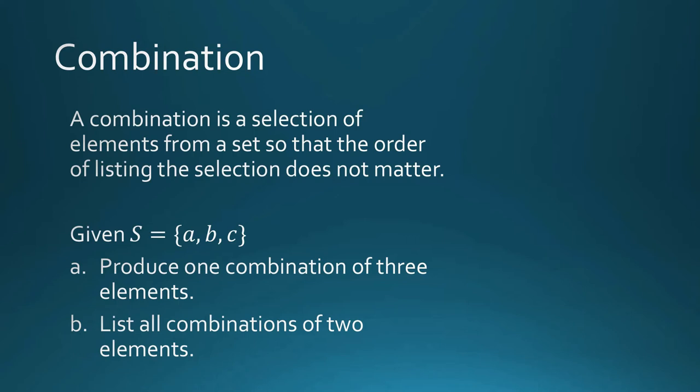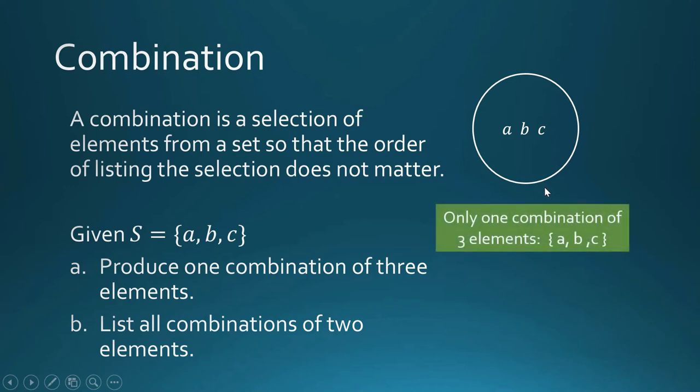Okay, so how do we do it? How many combinations of 3 elements can we form from A, B, C? Well, there's only one combination. It's A, B, and C. In combination, we don't pay attention to the order with which the elements are listed. A, B, C is just the same as CBA or BAC.